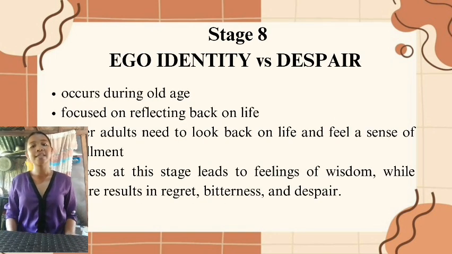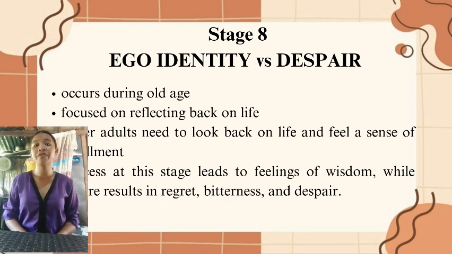So the last stage is stage 8, which is integrity versus despair. The final psychosocial stage occurs during old age and is focused on reflecting back on life. At this point in development, people look back on the events of their lives and determine if they are happy with the life that they lived or if they regret the things that they did or didn't do.